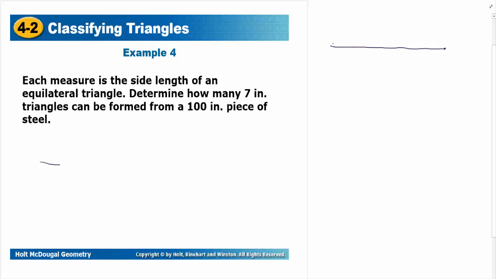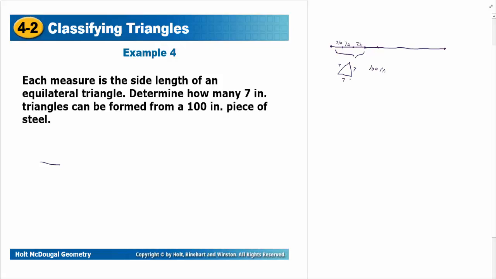Alright, so I got a 100-inch piece of steel, 100 inches. And what we're going to do is break it up. The question is how many times do I break it up? But I'm going to break it up into 7-inch segments. And each time I have 3 7-inch segments, I'm going to be able to take those 3 segments and form an equilateral triangle. That's kind of what's going on.